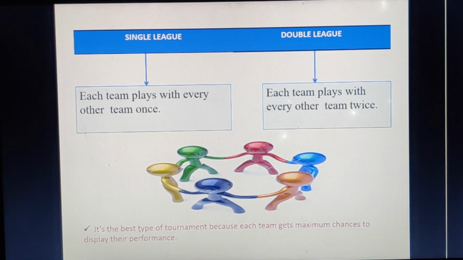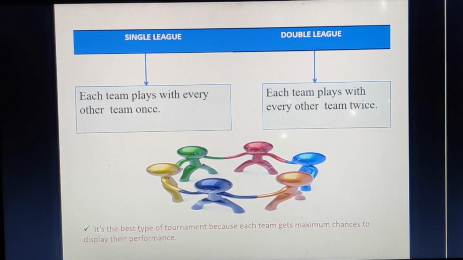It's the best type of tournament because each team gets maximum chances to display their performance. Like we saw in the knockout tournament, teams were not given maximum chances to prove themselves.